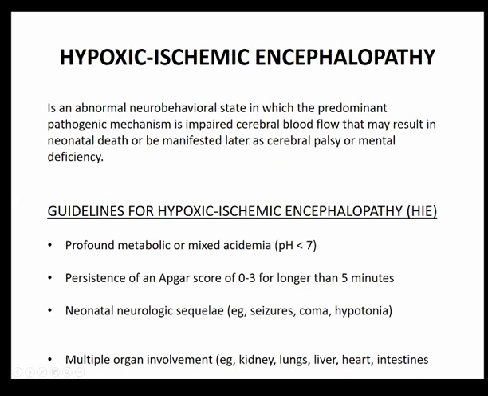First of all, there are certain criteria in HIE. If there is a profound metabolic acidosis at birth, or even before birth, it is taken from the scalp blood, and after birth, it is usually taken from the umbilicus. If there's a persistence of low Apgar, that is less than 3 for more than 5 minutes, it indicates a severe type of asphyxia. If there are neurological sequelae, the patient appears with seizures, coma, or hypotonia. This is also a feature of asphyxia.